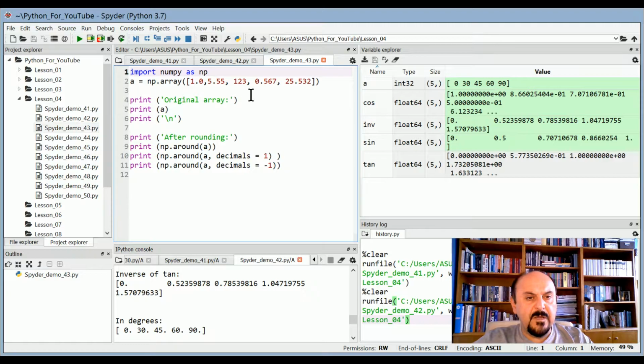Here I define an array so as to include 5.5. As you see, it contains floating point and decimal point numbers. Print original array. Okay, this is my original array, and after leaving a line, after rounding, I'd like to show you a rounding here. So this is done with default values. In this case, decimals would be 1, and in this case, decimals would be -1. So let's make it run and see.